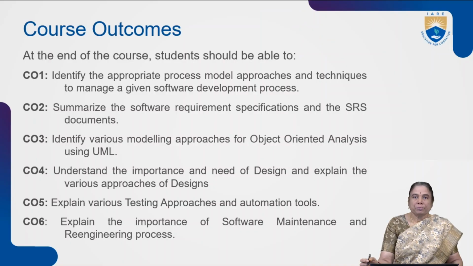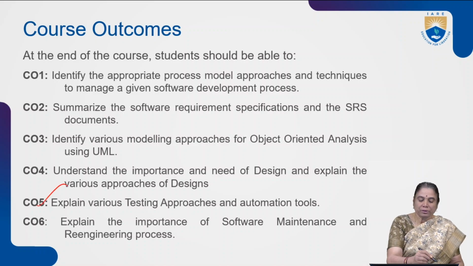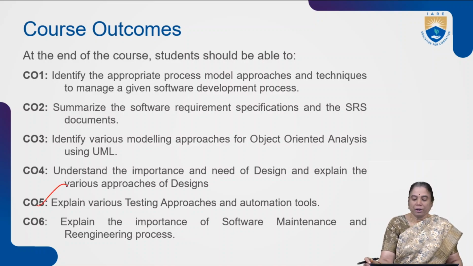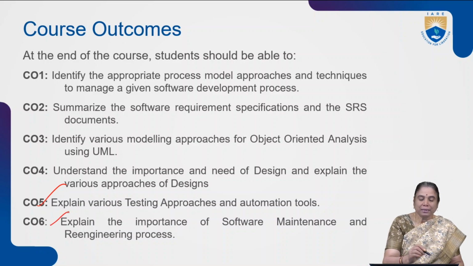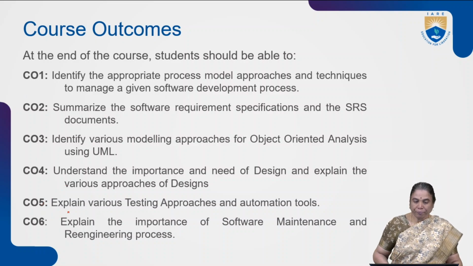The course outcomes of object-oriented software engineering are six course outcomes. The topic can be related to the course outcome of explaining various testing approaches and automation tools. It is also mapped to CO6, explain importance of software maintenance and re-engineering process.